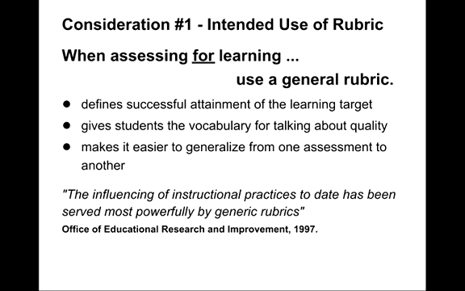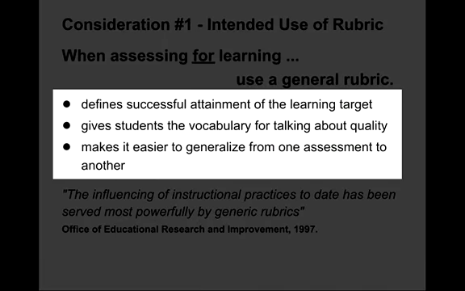Now we're going to take some time to look at three considerations for choosing and developing a rubric. First one is, what is the rubric intended to be used for? And the key here is, when assessing for learning, we want to use a general rubric. Why? Because a general rubric is going to define successful attainment of the target. It's going to give students a vocabulary so they can begin talking about what good is.